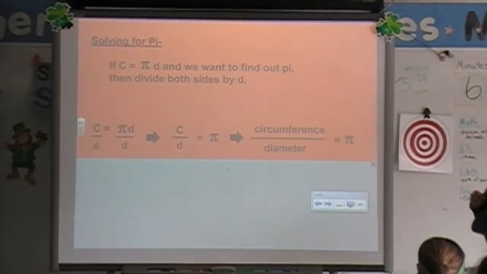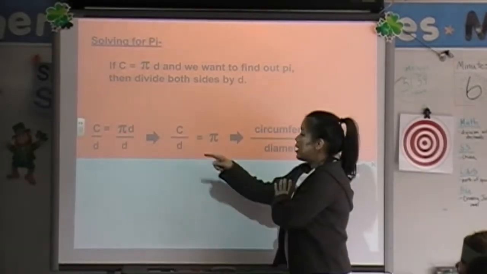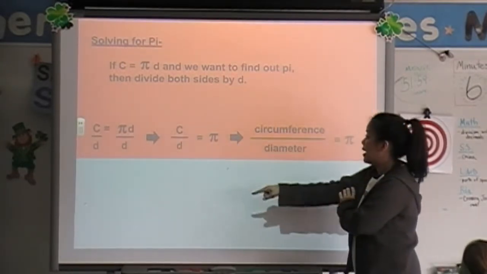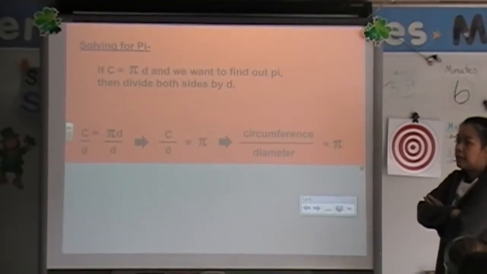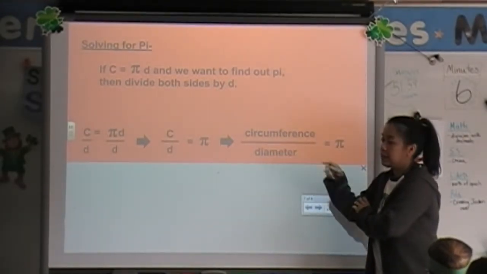Okay, so let's look at what we've got here. We know the circumference is the same as pi times diameter. You know that because I'm telling you that. This is getting a little ahead, but I just need to throw a pi at you. If you take the circumference and you divide it by the diameter, you're going to get pi. How do you get it? By taking the circumference and the diameter.